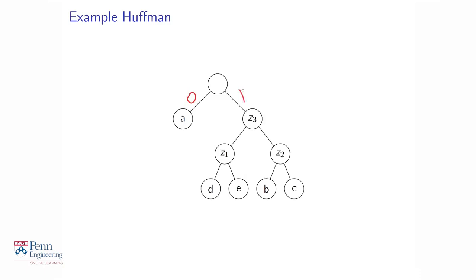And after we've done this combination, we unravel the combinations we did. Z3 was obtained by combining Z1 and Z2. So we make Z1 and Z2 hang off Z3. Z1 was created by combining D and E, and we hang D and E off Z1, and so on. So that's how you build a tree in this slightly bigger example.